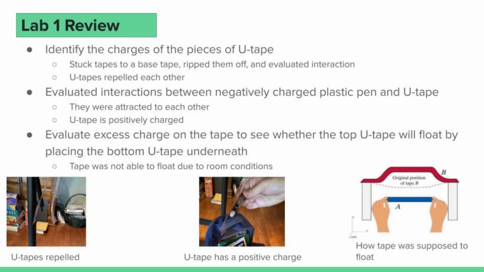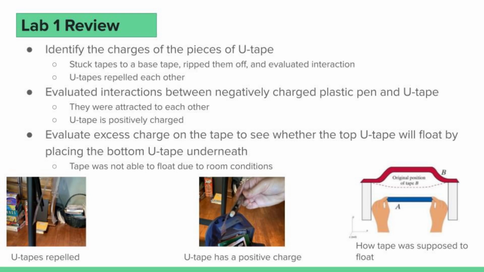Review from Lab 1. The first step was to identify the charges of the pieces of U-tape. I first stuck them to a base tape, ripped them off, and evaluated their interactions with each other. The U-tapes repelled from each other. Then I evaluated the interactions between a plastic pen with a negative charge and the U-tape, and they were attracted to each other, indicating that the U-tapes were positively charged.